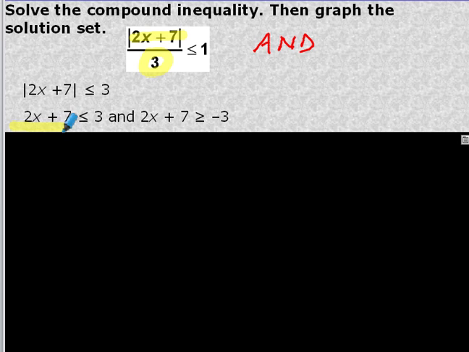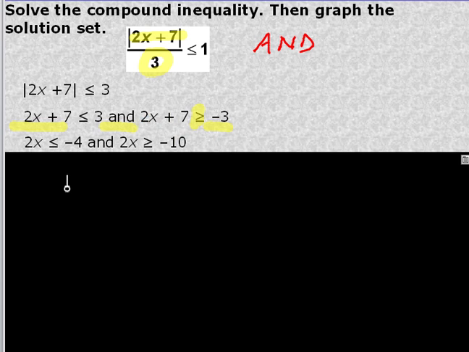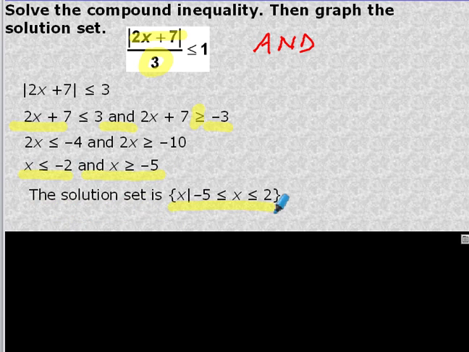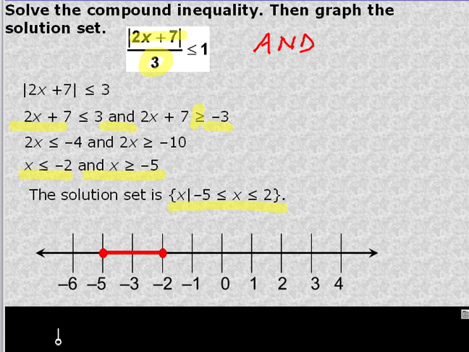So it's going to be 2x plus 7 is less than or equal to 3. And again, we flip the inequality sign when we're looking at the negative side. So it's going to be 2x plus 7 is greater than or equal to negative 3. Solve, subtract 7 from both sides, divide by 2. And we get x is less than or equal to negative 2 and greater than or equal to negative 5. So this is the solution. X is greater than or equal to -5 and less than or equal to -2. Number line looks like this.